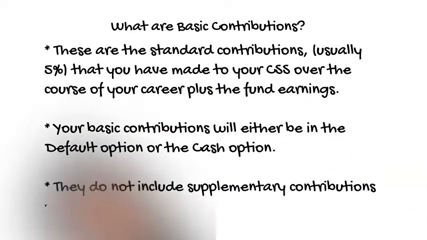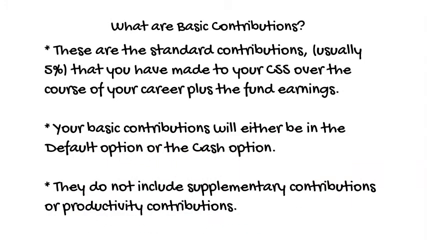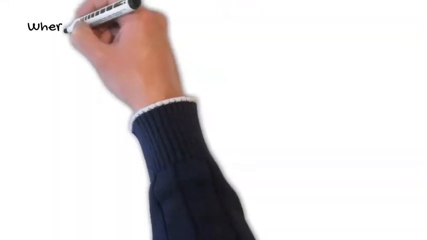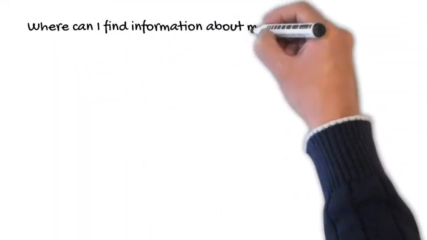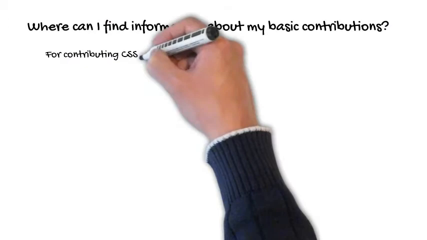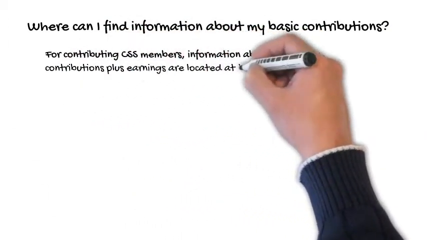They do not include the supplementary contributions where someone has made additional contributions to their super fund. Now, these basic contributions are either going to be invested in the default option or the cash option, and this is going to have an impact on your index pension, so we'll touch on that in the next few slides. So now that we know basic contributions plus earnings is important in this calculation, where can we find it?